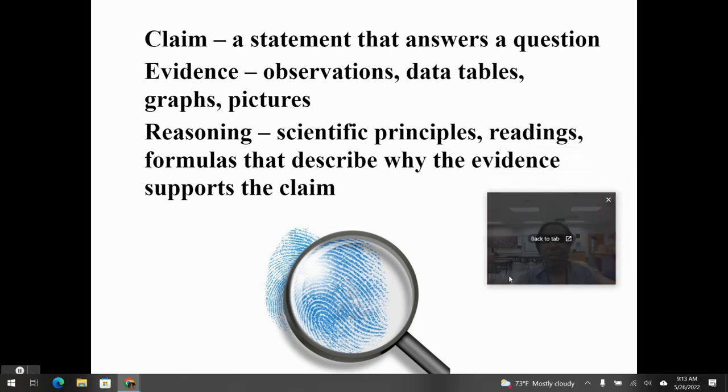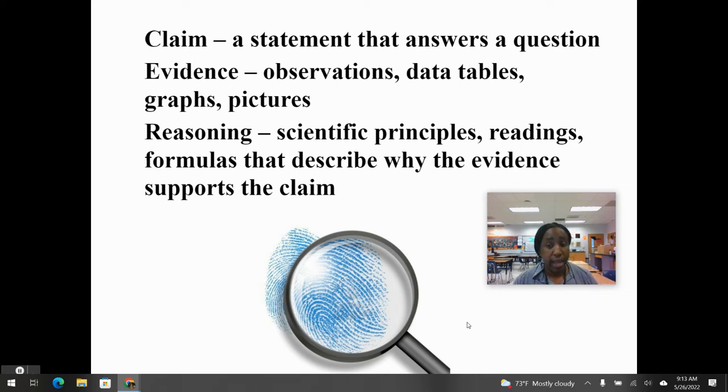All right, welcome back. So after watching the video, you should now have a better idea of what is a claim, what is evidence, and what is reasoning. So now what I'd like for you to do is formally write that down. So a claim is a statement that answers a question. So what's going to happen in class is I am going to give you our driving question. So we're going to have this question that we're going to go on investigations to try to answer that question. So you will come up with a claim.